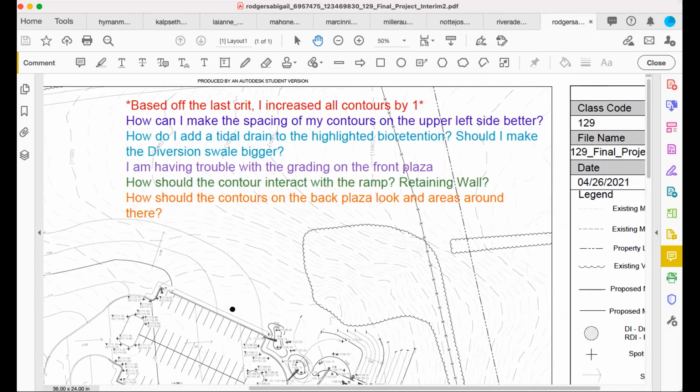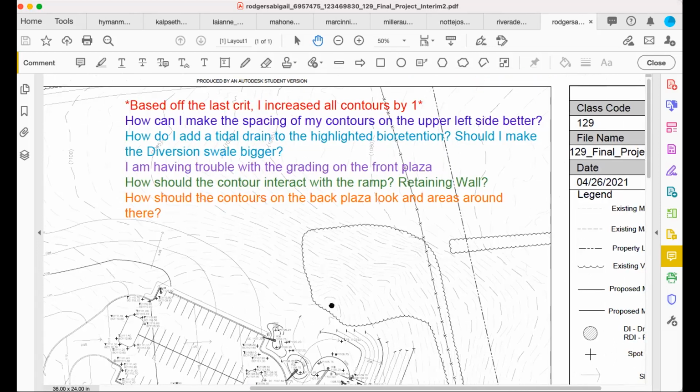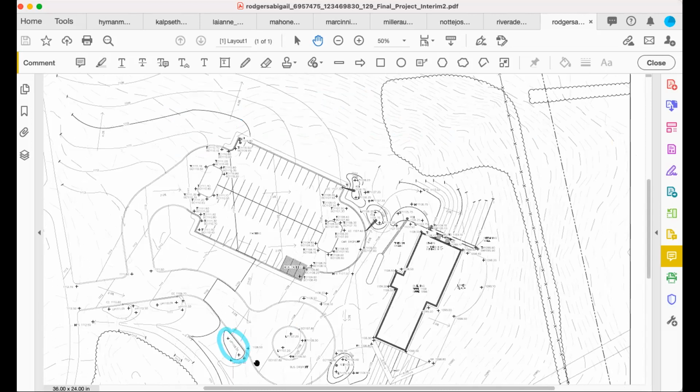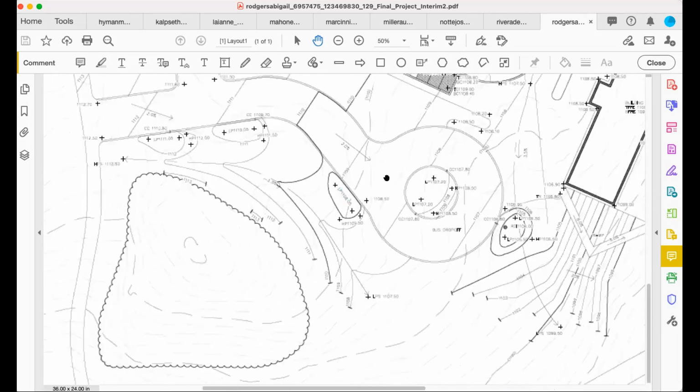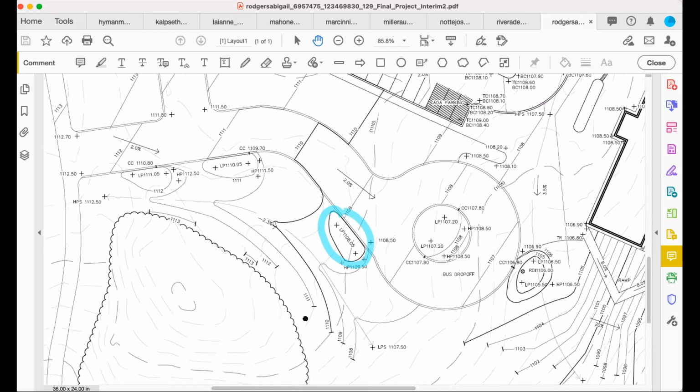The highlighted bioretention. How to add a drain. Your divergent swell seems to be big enough. Yeah, 13, 12, those all seem okay. Yeah, you don't actually have anything draining into the side. Once you get beyond this point, now water is all draining to the other area.